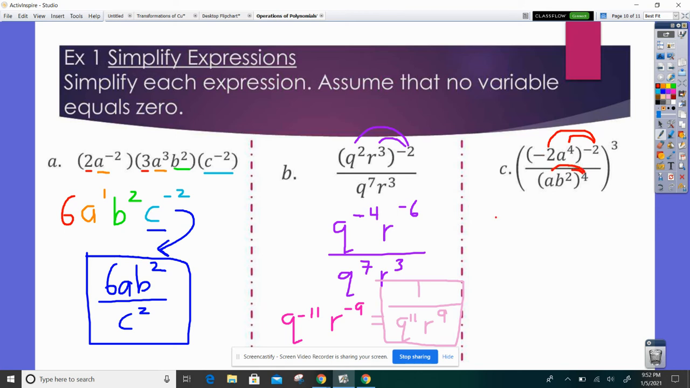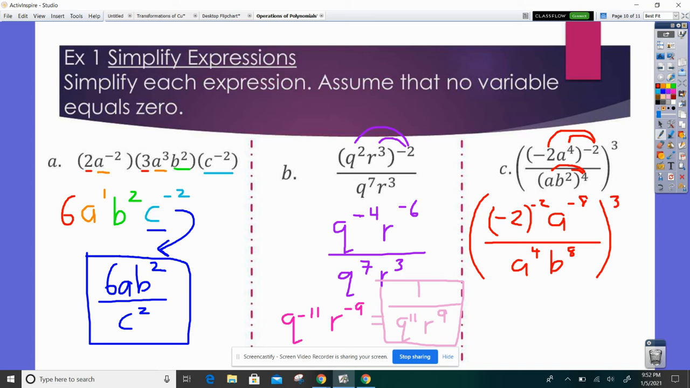Okay, so that's going to give me negative 2 to the power of negative 2. A power to a power tells me I'm going to multiply. 4 times negative 2 is negative 8, over a to the power of 4. Okay, because it goes to both terms. And again, power to a power says I'm going to multiply. So b to the power of 8. Now, this whole thing is still to the power of 3.